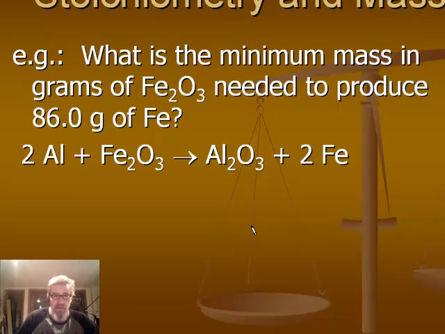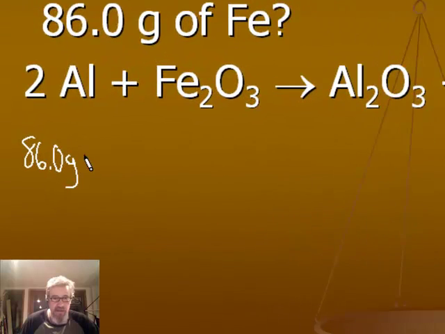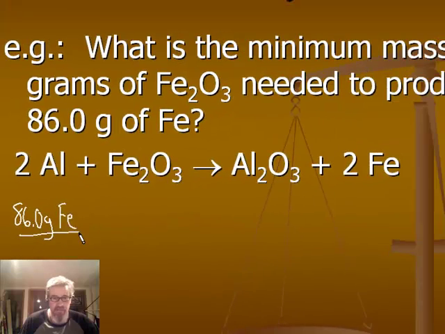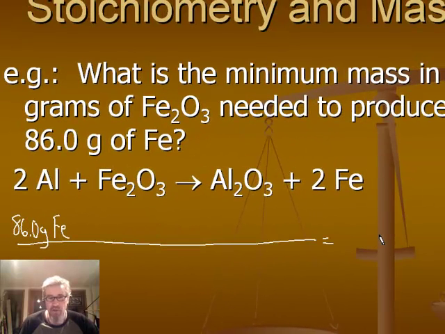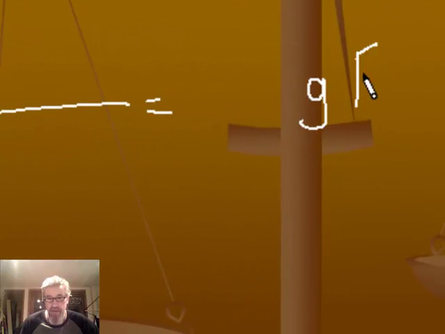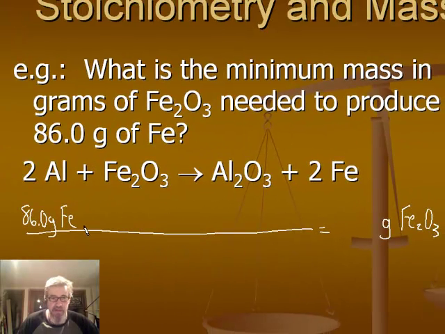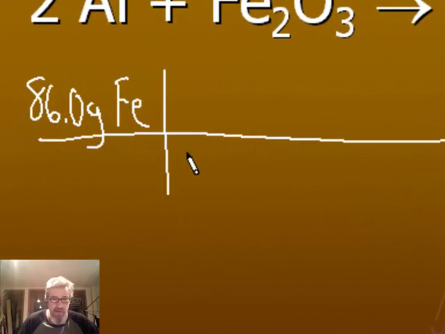Here's how it goes. My starting point, as always when I'm doing a factor label type problem, is I write down what I know. 86 grams of iron. That's my starting point. Where do I want to get to? Ultimately, the question is asking, what is the minimum mass in grams of Fe2O3 that will be needed to produce the 86 grams of iron. I can't directly compare grams of iron to grams of iron 3 oxide. That's not possible. I first have to convert to moles. So I'll use the molar mass of iron to do that.